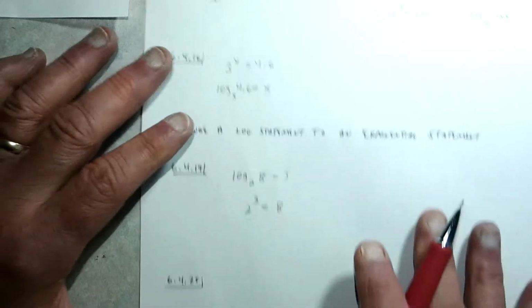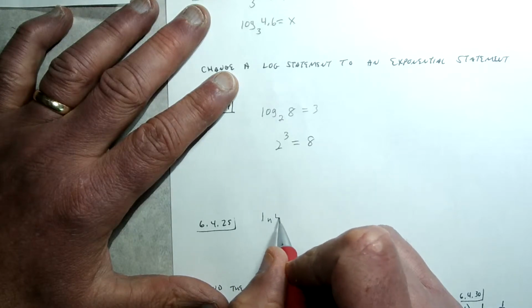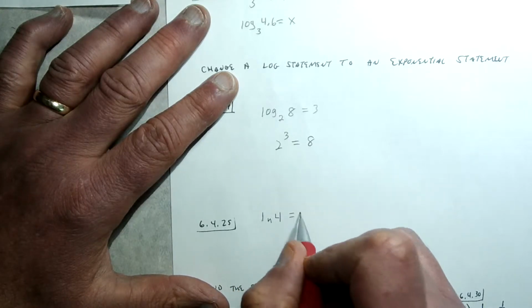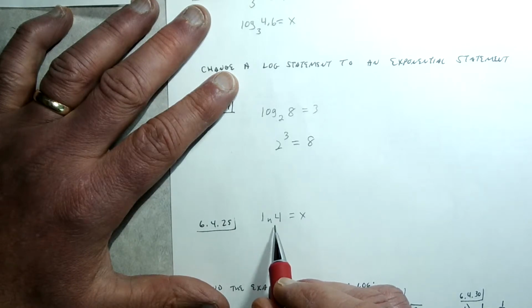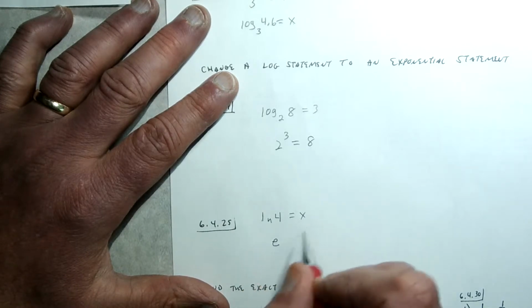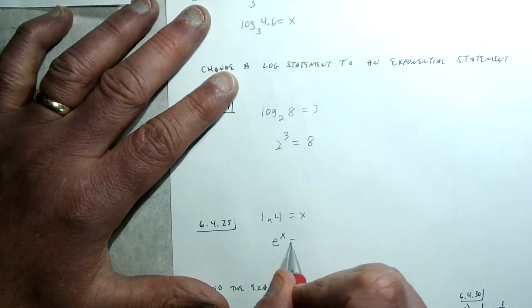Okay, let's look at this one. Number 25 out of the book. The natural log of 4 equals x. Well, natural log always has a base of e. So this is e to this power, always the output to a log, is equal to 4.